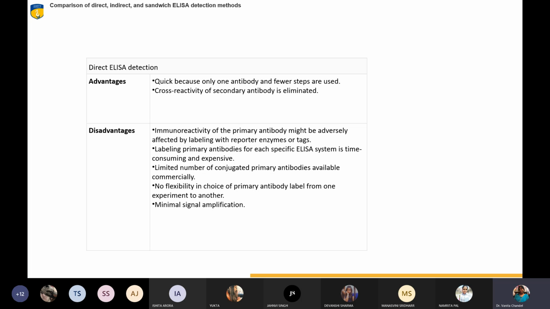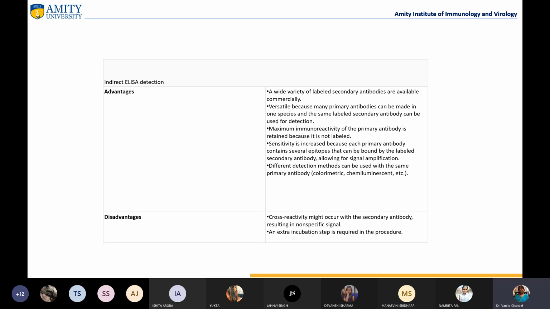Disadvantages: the immunoreactivity of the primary antibody might be adversely affected by the labeling with the reporter enzymes, because we are directly labeling the enzyme or a tag to the primary antibody. So labeling the primary antibody for each specific ELISA system is again a time consuming and expensive process. A limited number of conjugated primary antibodies are available commercially. So there is no flexibility in choice of primary antibody label from one experiment to another, and there is minimal signal amplification. So the signal is also not very good in these kinds of ELISA methods.